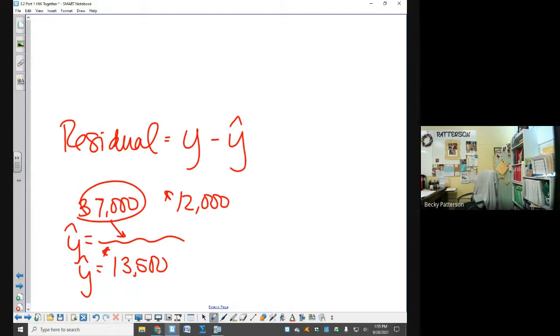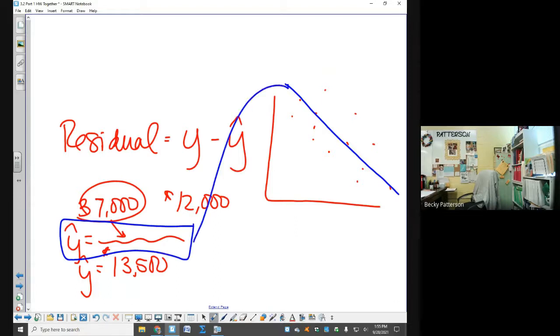So if I were to think about my graph, what is the blue line? Right? Who is on that blue line? White hats. Make sure that makes sense. Does that make sense? Those are all my predicted, because I'm going to get all these values by plugging them into the equation of that line. So when I do that, that 13.5, that's on that line.